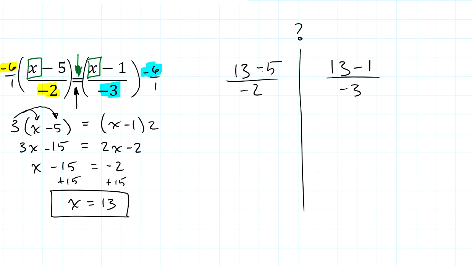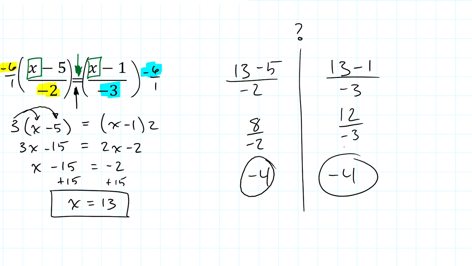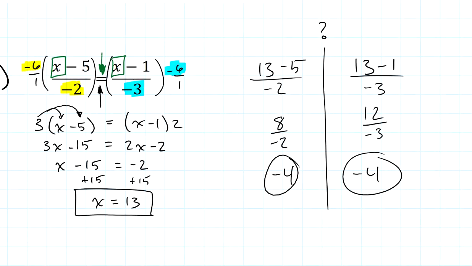Well, 13 minus 5 is a positive 8, so I get 8 over negative 2, and 8 over negative 2 is negative 4, so I get that on the left-hand side. On the right-hand side, I get 13 minus 1, which is 12, and 12 divided by negative 3 is also negative 4. So since the value of 13 made both the left-hand side and the right-hand side equal to negative 4, it is indeed a solution.